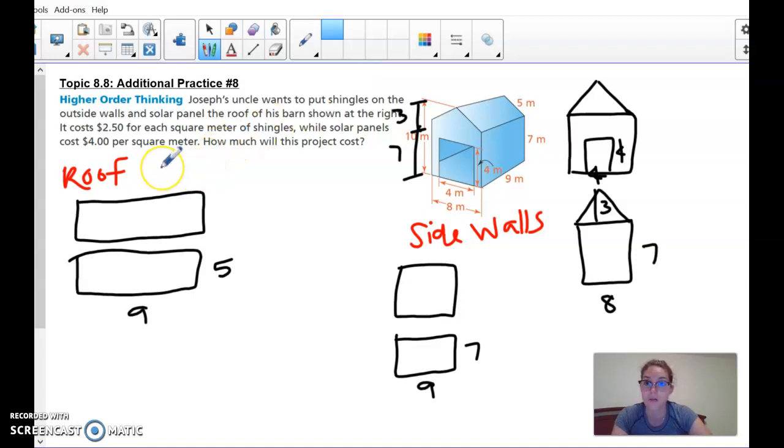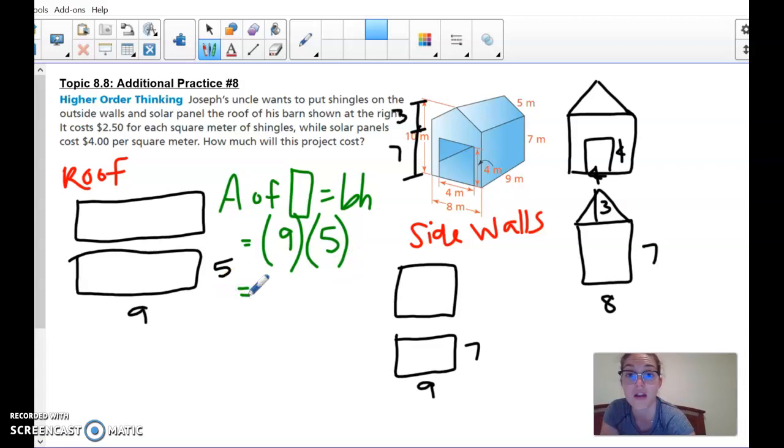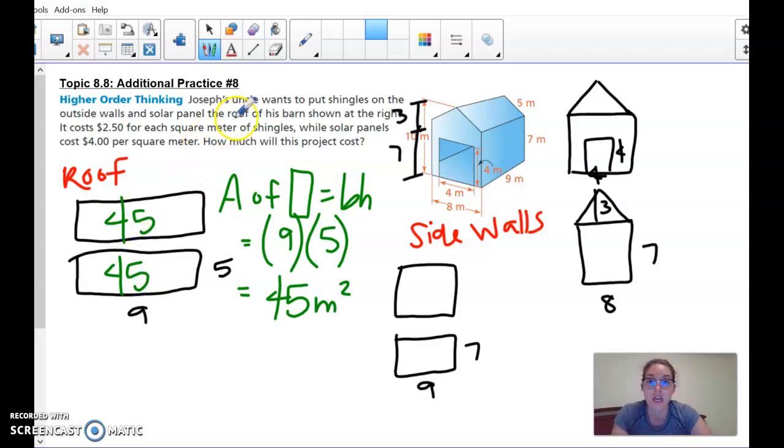So I know that I have 2 panels that are both 9 by 5. The way that we are finding the area of a rectangle is by doing our base times our height. So if I look at my base times my height, my base is 9. My height is 5. I have that the area of this rectangle is 45 meters squared or square meters. So this is 45. This is 45. I'll leave it for right now, but I'm going to eventually erase this and just leave the 45s there so that I have room for everything.